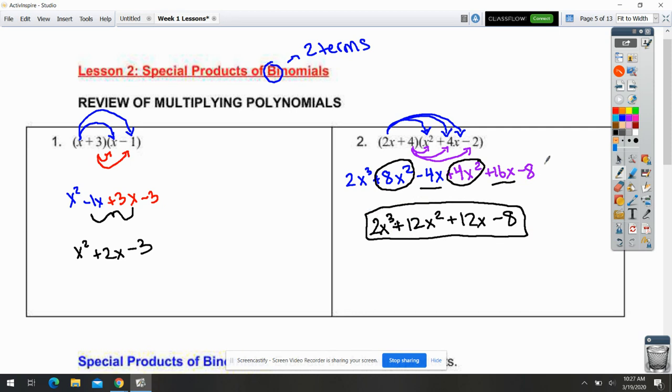Okay, and this is in standard form, right? Because the exponents are going from highest to lowest, if you remember that from a few lessons ago.